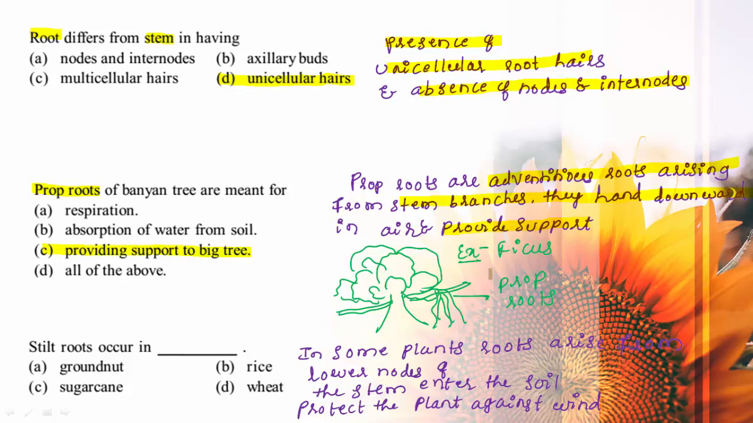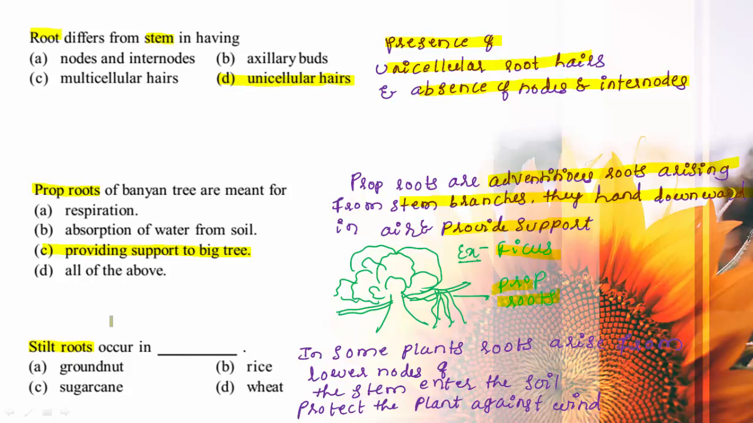In case of ficus, the image I have drawn here, you can see the well developed prop roots which are providing mechanical support. Then coming to the next question, related to that only one more question is here. Stilt roots. What are these stilt roots? They are found in the monocots. And these stilt roots are arising from the nodal region of the stem, especially lower nodal region of the stem.